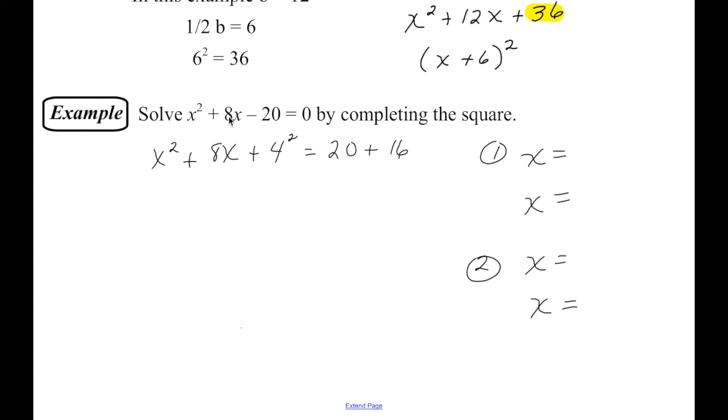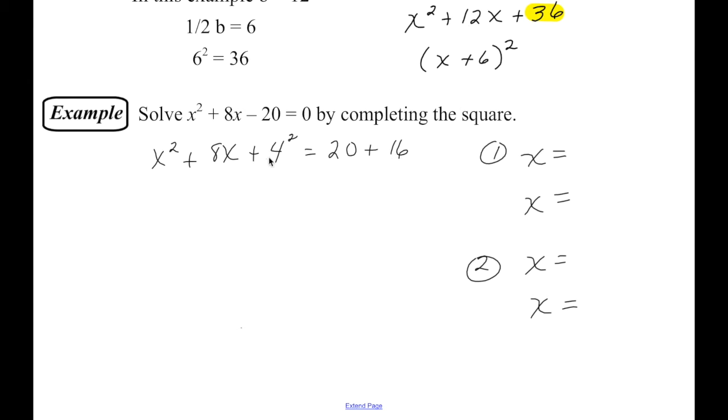Half of our linear term, and we're going to square that and add it to both sides. On the left-hand side, I always leave it as the number squared because that tells me what goes in the factor. On the right-hand side, I always square it and add it up. So I always take the number and square it, so it's a 16.